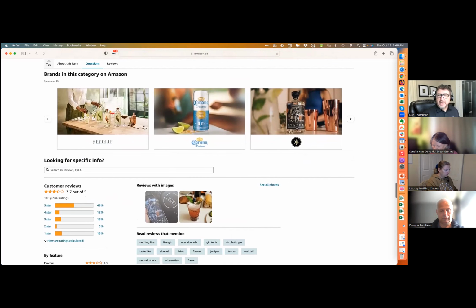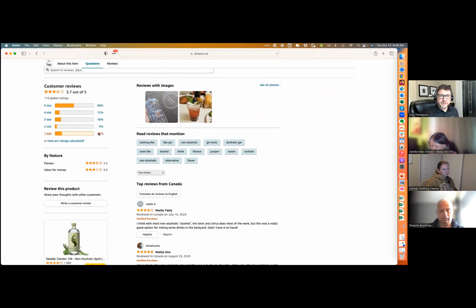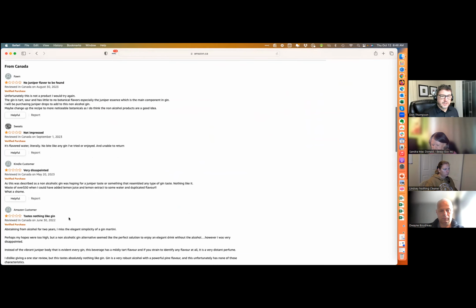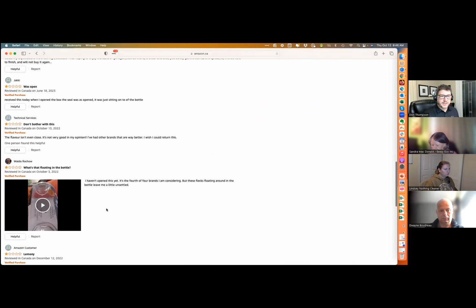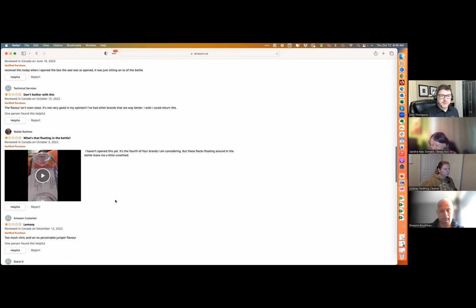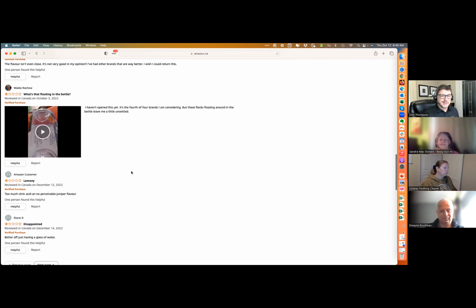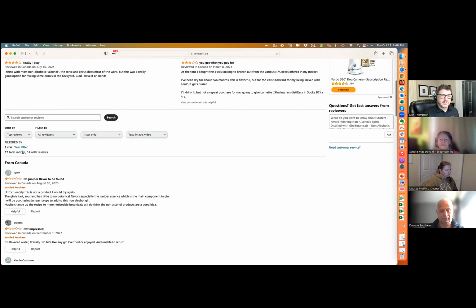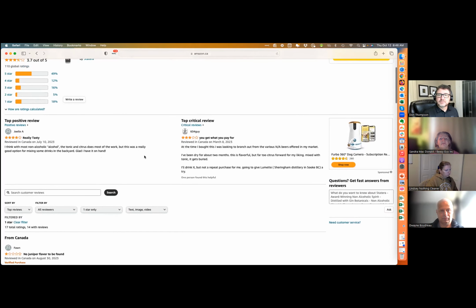So as we look at the different products, you can even see in the reviews, no juniper flavor to be found, not impressed, very disappointed, tastes nothing like gin, right? What's that floating in the bottle? Maybe they bought the tequila, I don't know. But yeah, end of the day, 17 total ratings with 14 reviews at 1 star, right?